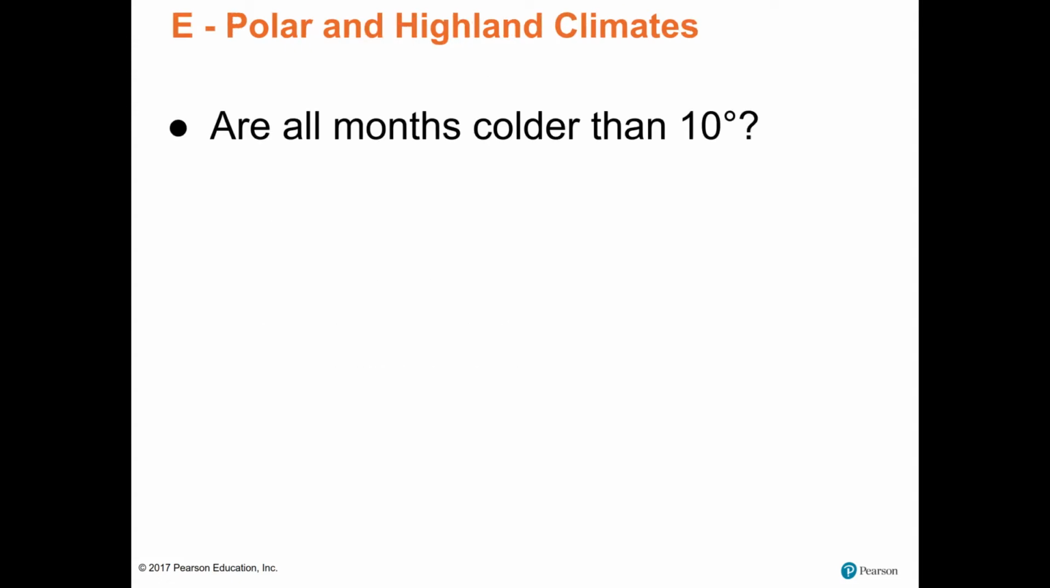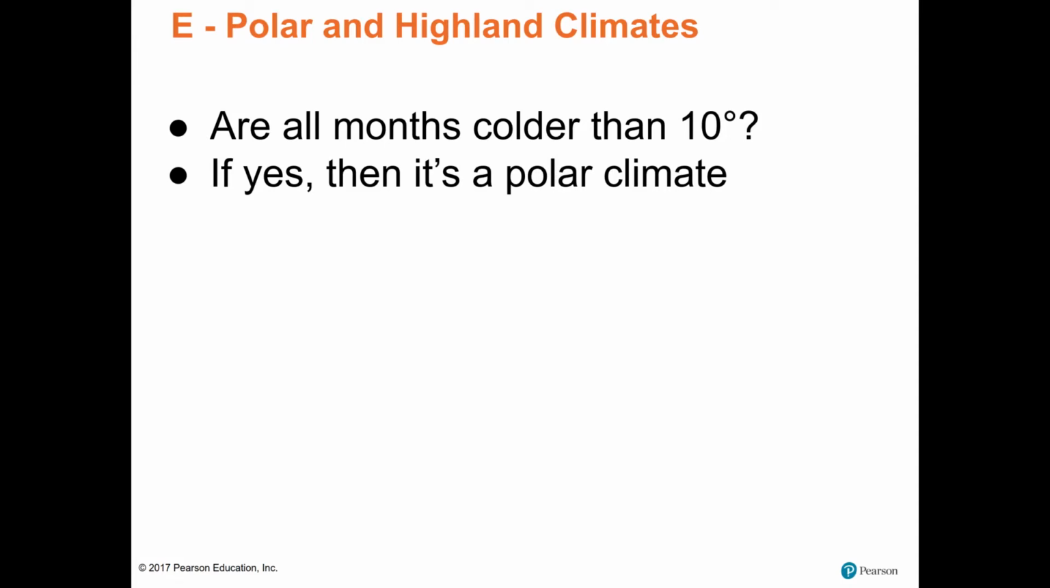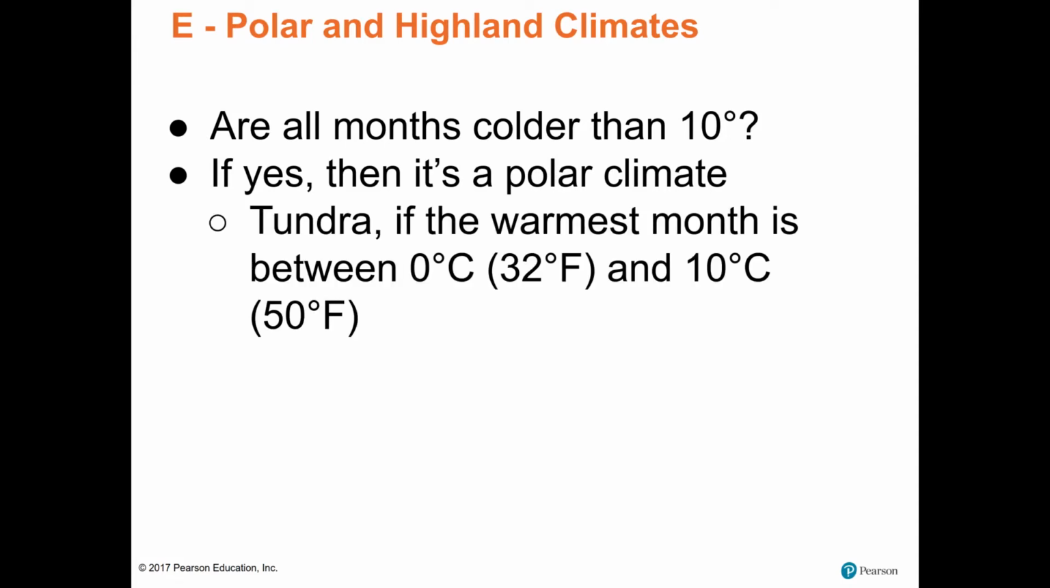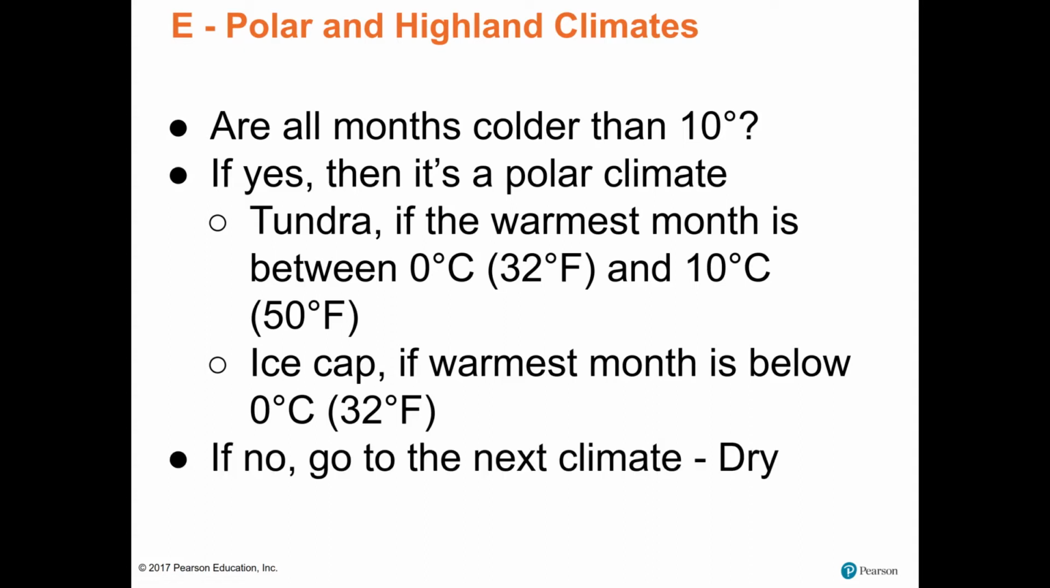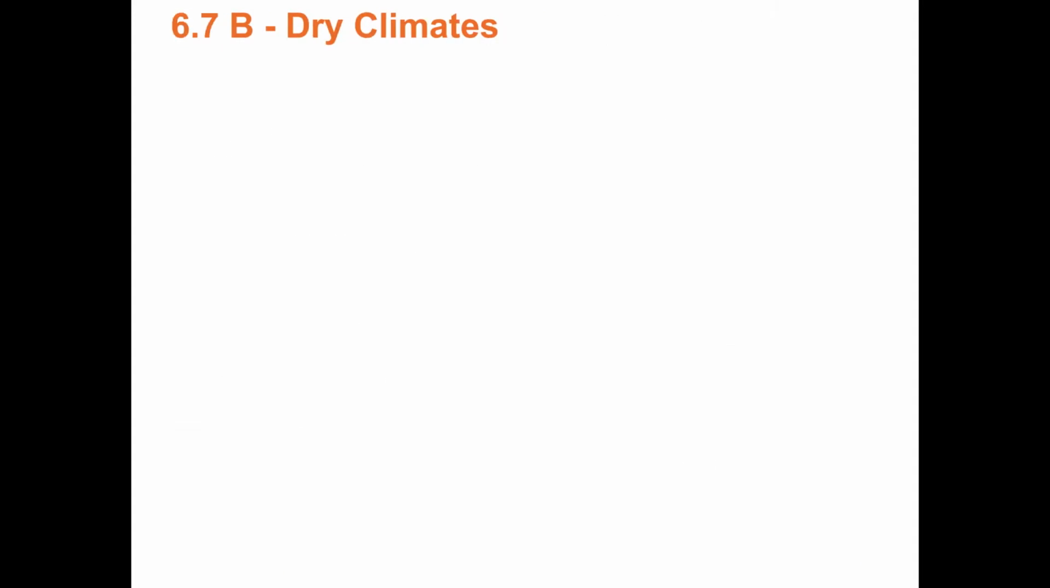So let's go through and do some actual analysis. We're starting with a climate. Are all months colder than 10 Celsius? If yes, it's a polar climate. And then you check to see, is the warmest month between 0 and 10? If the answer is yes, it's a tundra climate. If the answer is no, it's got to be an ice cap climate. Is the warmest month below 0? Then it's an ice cap. But if it didn't meet the general criteria of all months colder than 10 Celsius, then you've got to go to the next climate. You go to check to see, is it a dry climate?